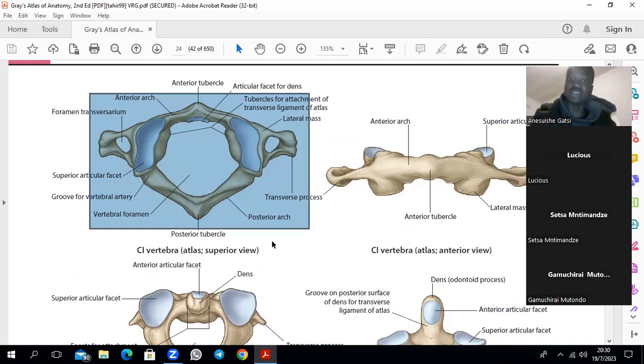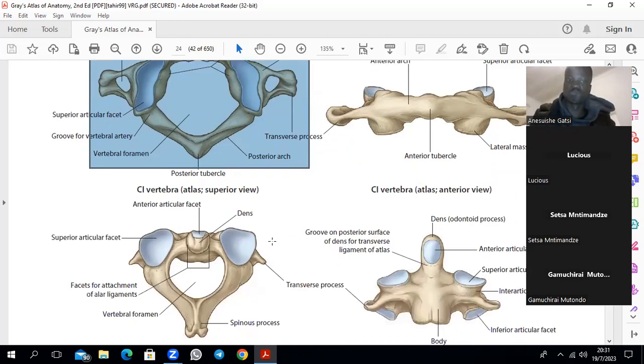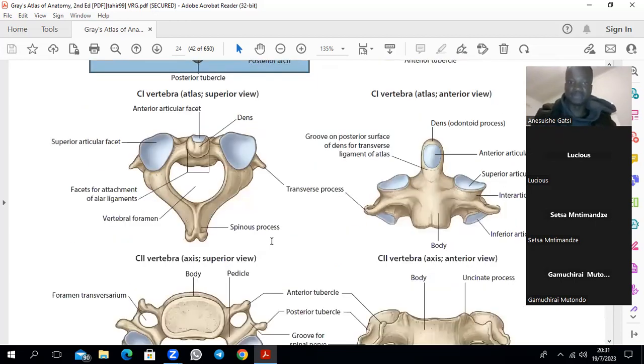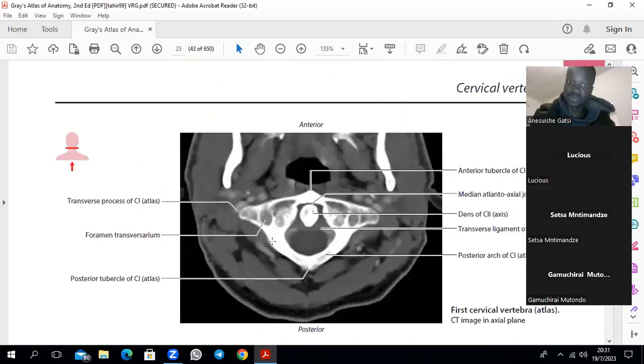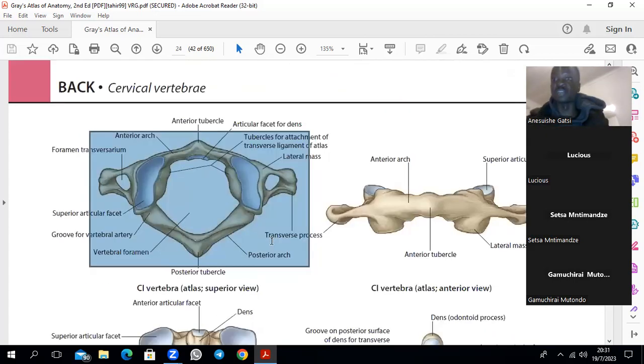Then the inferior ones are just described as being almost circular. These are elongated. Then I always struggle finding a picture of C7. This preferred atlas of mine doesn't have a picture of C7, but I'll tell you what C7 looks like.